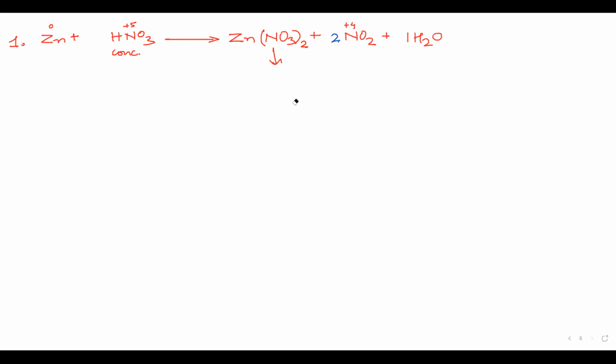Zinc is in 0 oxidation state. Then we have +2. Nitrogen has a double bond with oxygen. Then we have a bond of oxygen here. There is a negative charge here, a positive charge here, and a negative charge here. So this is NO3. So one negative, one negative. This one negative. If I add here +2, zinc is in +2 oxidation state. And nitrogen is 2 here.